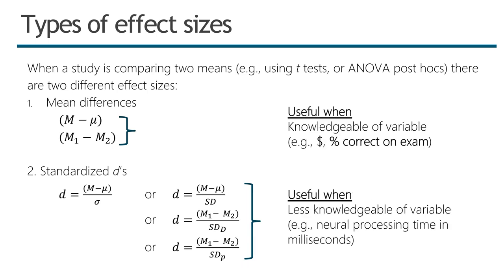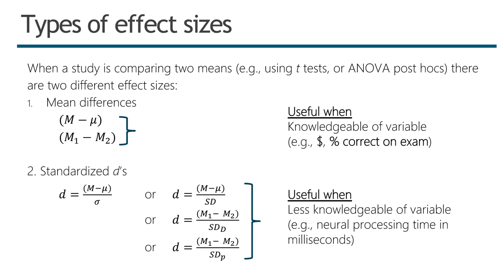These different types of effect size tend to be more useful in different types of research situations. For example, the mean difference effect size tends to be more useful in situations when you are more knowledgeable of the variable that you are trying to measure. If I told you that after a treatment, you would get a 10% increase on your next exam score, you probably have enough background knowledge on what it means to have a 10% increase in score that you would deem that increase to be large enough to be important.